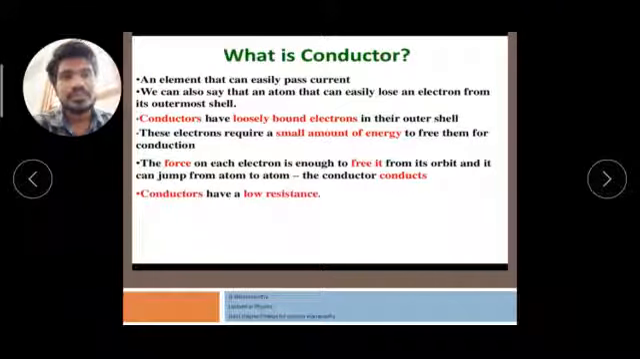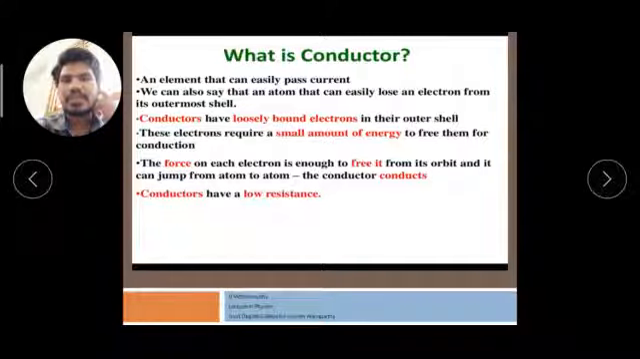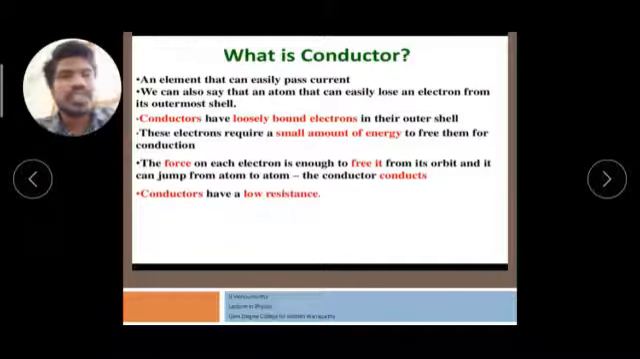What is a conductor? An element that can easily pass current is known as a conductor. We can also say that an atom can easily lose an electron from its outermost shell, because in the outermost shell there is a lot of empty space, but the number of electrons present in the outermost shell is less. That's why the distance between the electrons in the outermost shell is very large, and they are loosely bonded to each other.